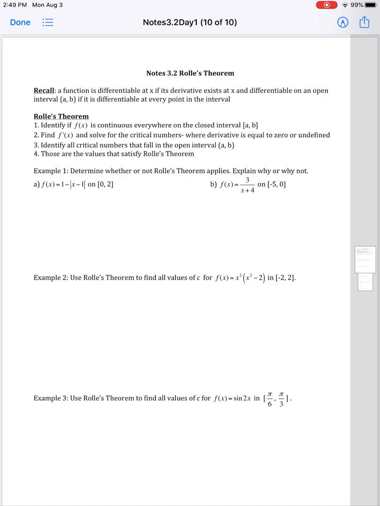So section 3.2 is going to go over two theorems. We're going to split it up. One part's going to go over Rolle's Theorem. The other part's going to go over something called the Mean Value Theorem.